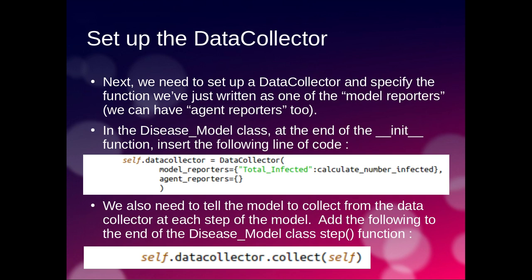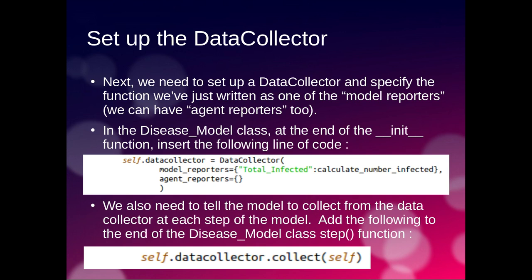collector, self.datacollector, is a new data collector, and it's got the following model reporters and agent reporters. And we haven't got any agent reporters, we've just got one model reporter. And the model reporter, again, we're using a dictionary format here to say I want a label saying total infected. That label is going to store the number of infected people over time, and the value for that is going to come from this function, calculate number infected. So that the value of that function will then parameterize that total infected label.